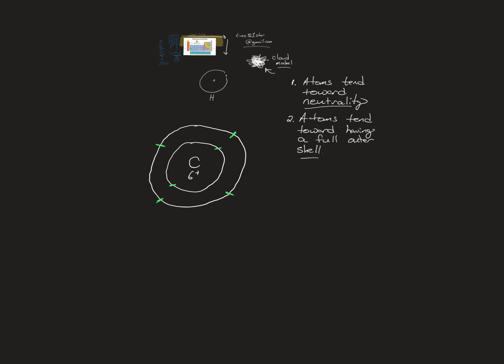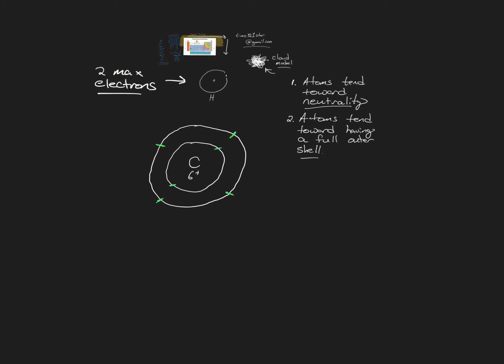But neither one of them has a full outer shell. The inner shell can only hold 2 electrons, max. So that shell has 2 max electrons. So it has already 1. How many does it need to have this second rule? Remember, what are the 2 rules?